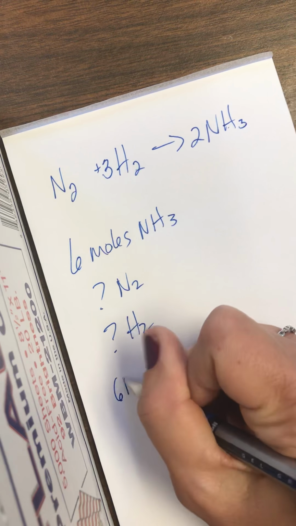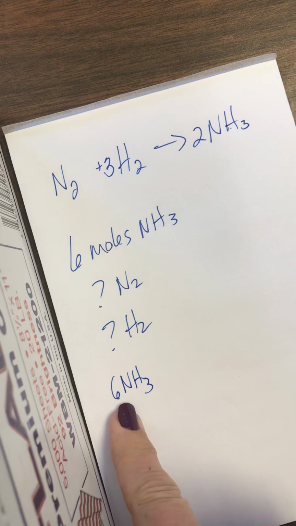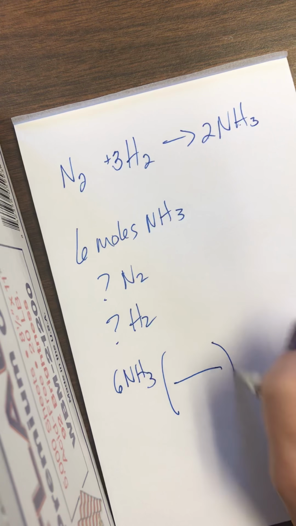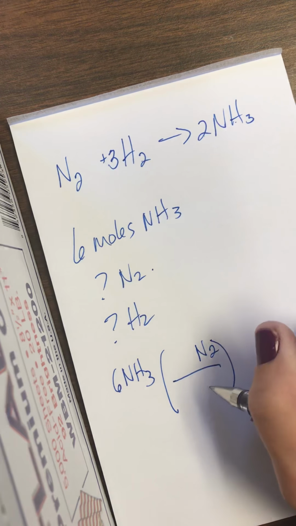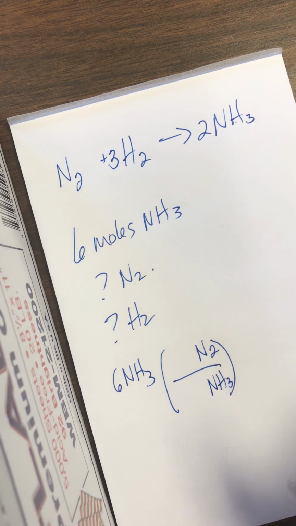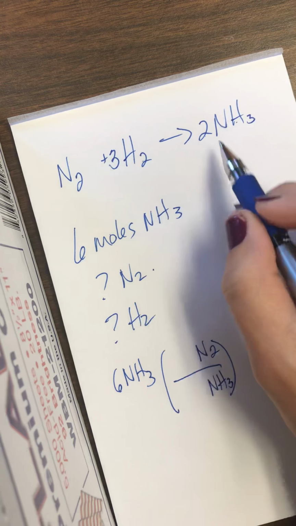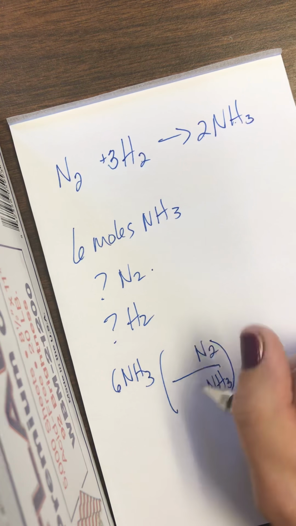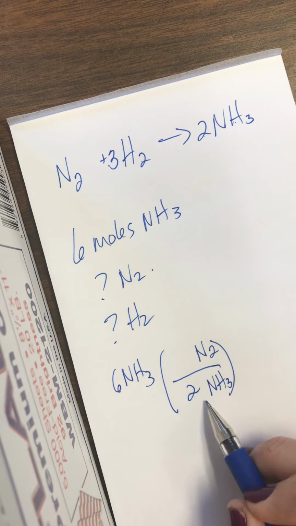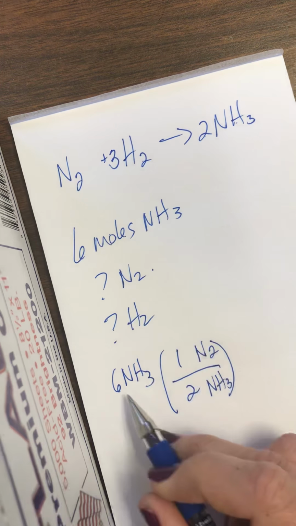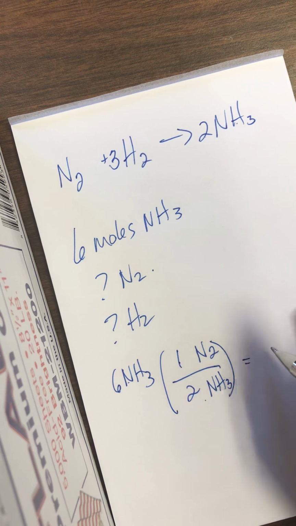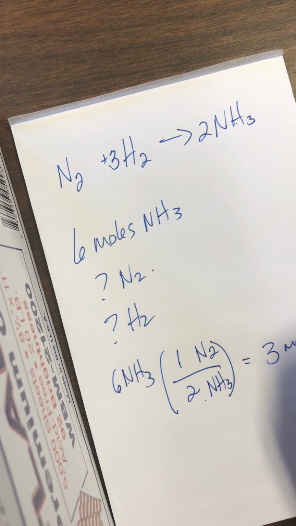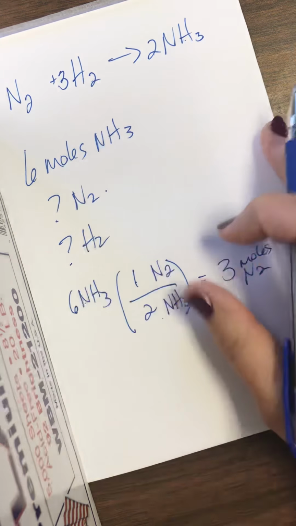If I have 6 NH3, that is what I am given, and I multiply it by what I want. I want N2 first, and I have NH3. These numbers are my mole to mole ratio. So 2 NH3 in the formula, I put it right here. 1 N2, I put it there. 6 times 1 divided by 2 is equal to 3 moles of N2. That's how many moles I would need in order to do this recipe.